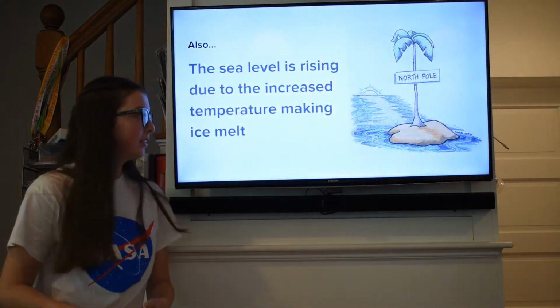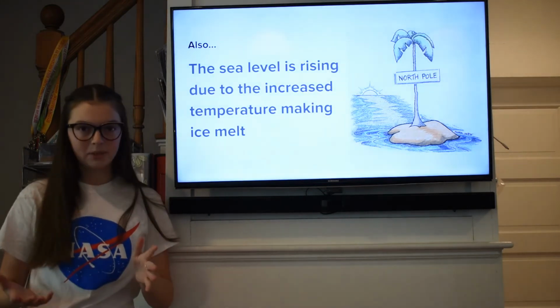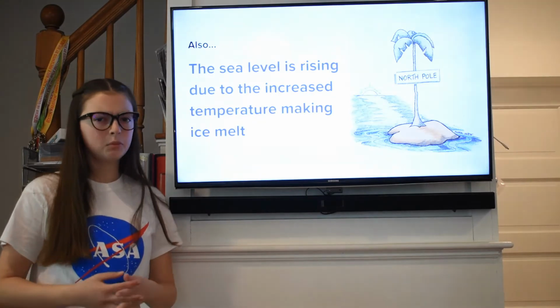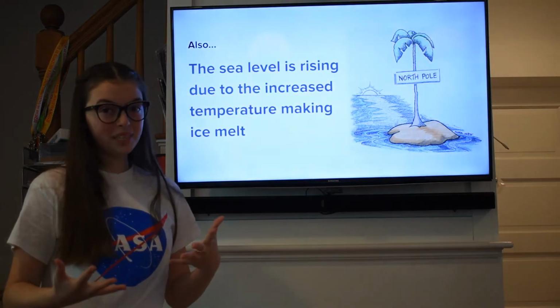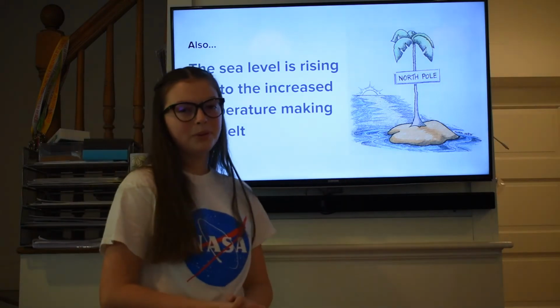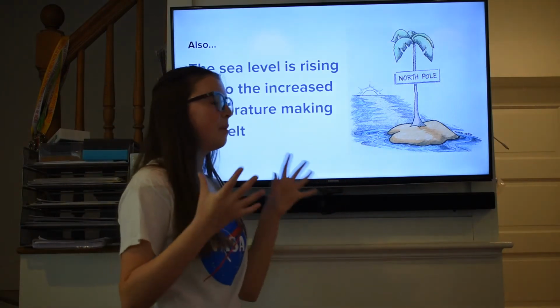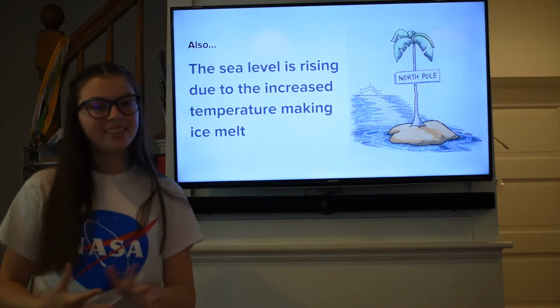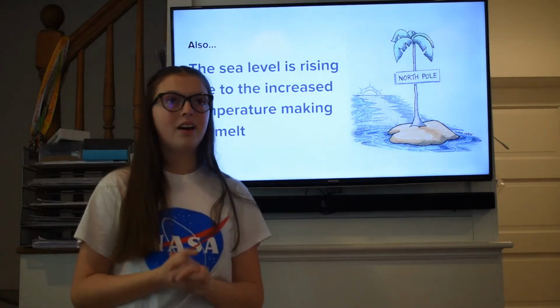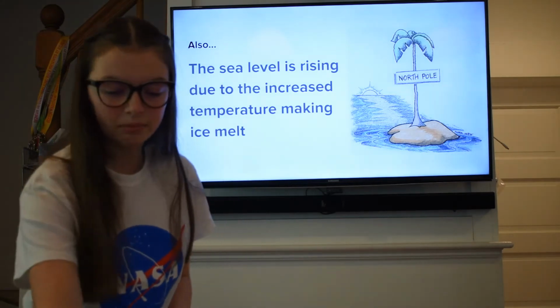Another thing that happens is the sea level rises. Because there's more heat in the ocean, ice caps can melt, and when ice melts, there's more water. So maybe one day, if it keeps going in its current direction, the North Pole will be a tropical island. Now that's a big if, and we can definitely work our hardest to stop that from happening. But it is a very far off possibility.